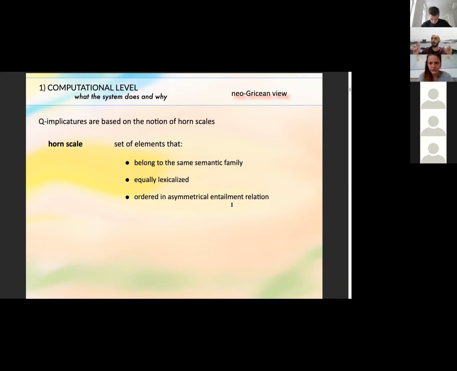So I have a question. Sorry, please. Belonging to the same semantic family, does that mean it has to be a quantifier, or, for example, we have numbers which are also quantifiers but are not the same as the universal or existential quantifiers? Exactly. So that would be a different scale, right? Exactly. And then you would get a different inference.